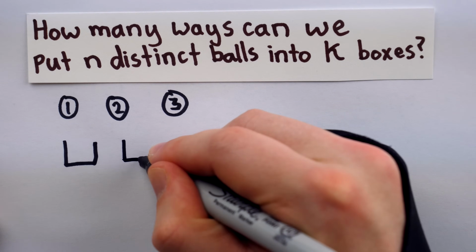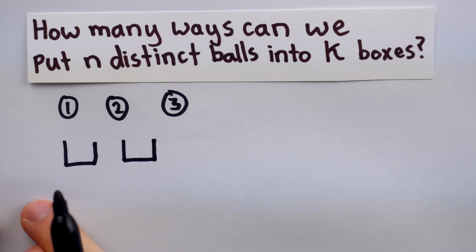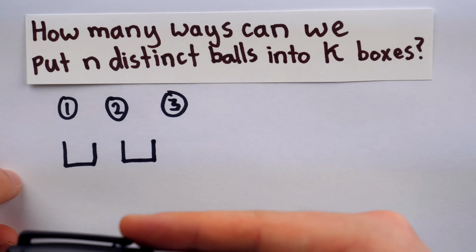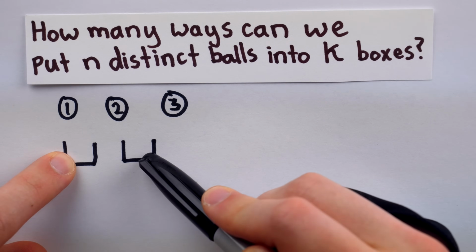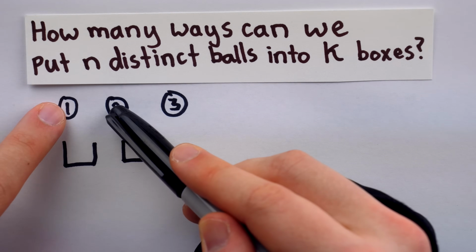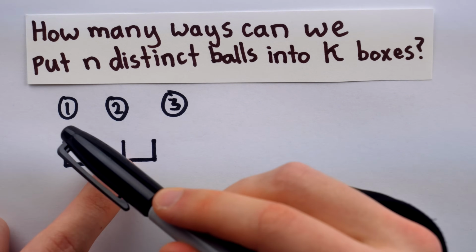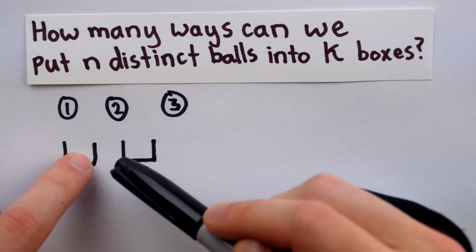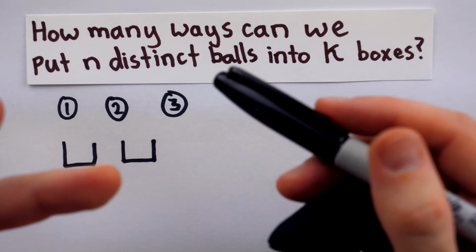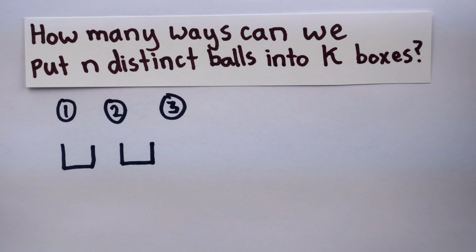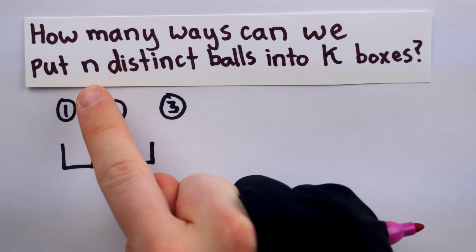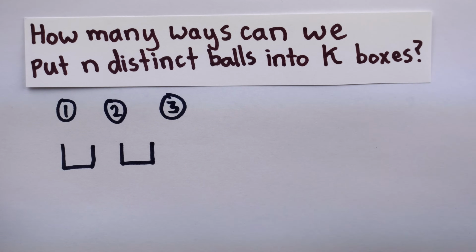As the question says, the balls are distinct, but the 2 boxes are not. This means, for example, putting balls 1 and 2 in this box, and 3 in this box, is the same as putting balls 1 and 2 in this box and 3 in this box. The particular box they're in doesn't matter, it just matters how they've been split up among the boxes. With that said, it's pretty easy to count the number of ways to put 3 distinct balls into 2 boxes.